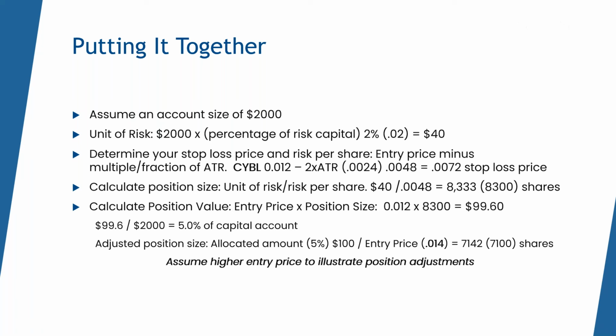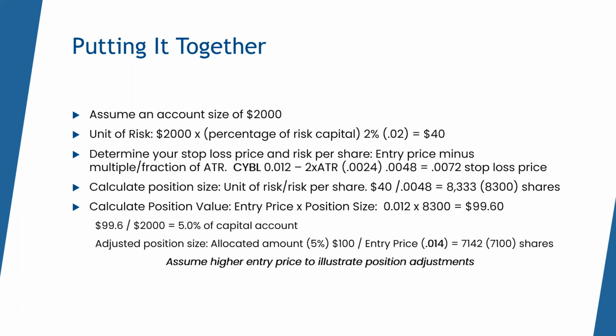I'm going to calculate my position size: my unit of risk, $40, divided by my risk per share, 0.0048. And that will equal a share size of 8,333. Now, typically when you get these odd numbers, I always round down to the nearest hundred. You don't need to do that. I just find that it's a good practice.